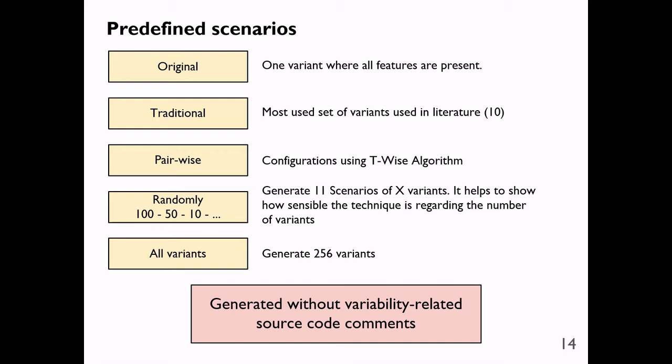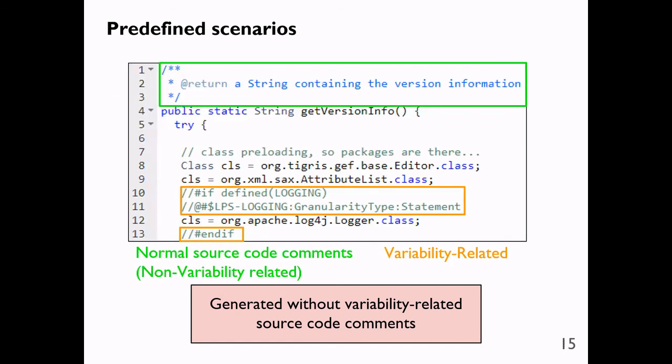Also, it is important to say that all these predefined scenarios are generated without the variability-related source code comments, and that means the Java annotations that the original team used to create the SPL at first. In other words, as an example, as you can see, the orange square shows variability-related comments that could be used to know what are the features related with each part of code. And on the other hand, we have the green square that shows normal source code comments that are not directly related with the variability family. They are normal comments that don't affect the family system.